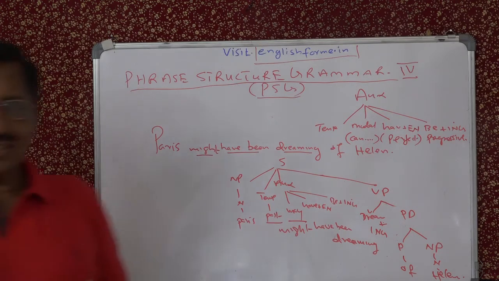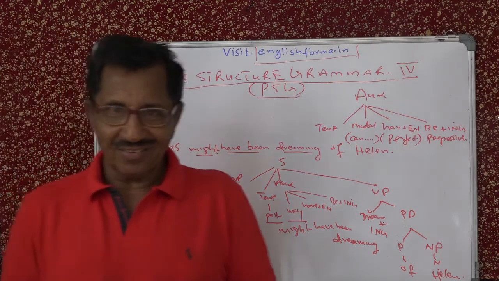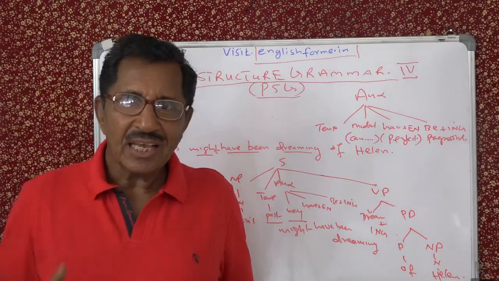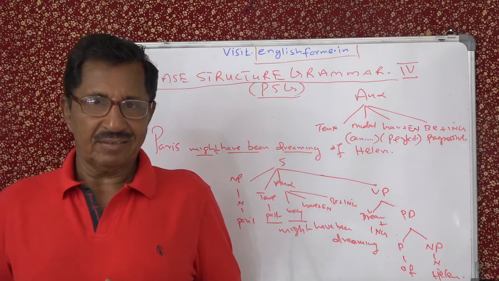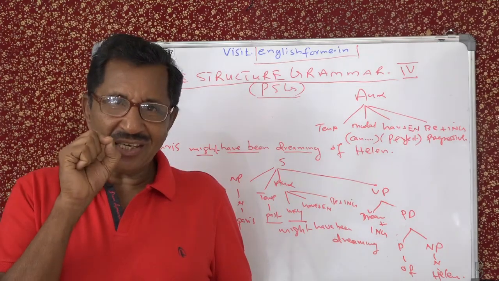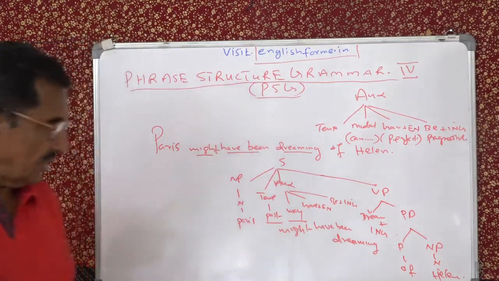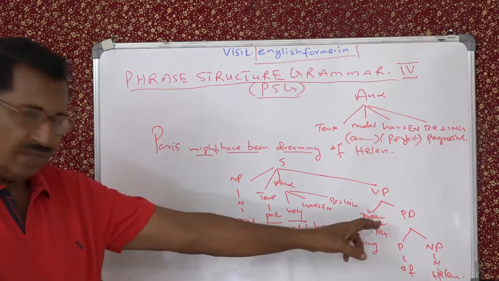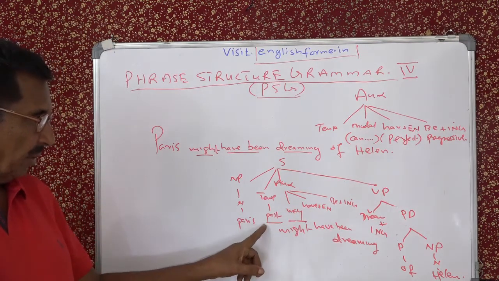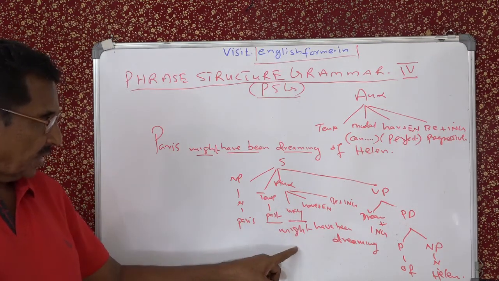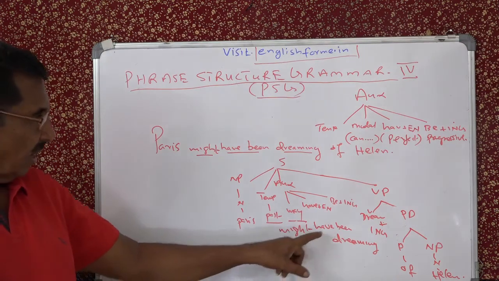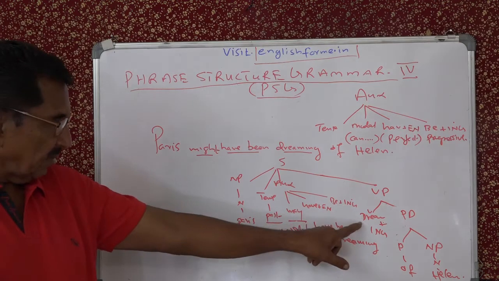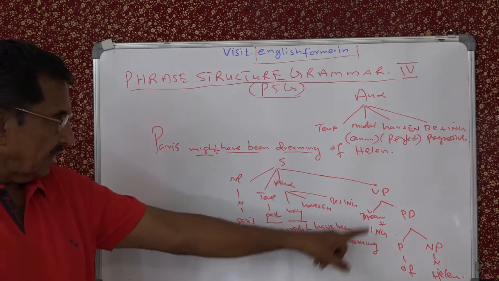This is a rule in English. You know what is that rule? Tense is always attached to the auxiliary. So here you can see modal auxiliary. So may takes the tense, not dreamt. May takes the tense past, so may becomes might. Then have en is there, so have been. Have en is have been. Then dream is the verb here, so dream ing, dreaming.